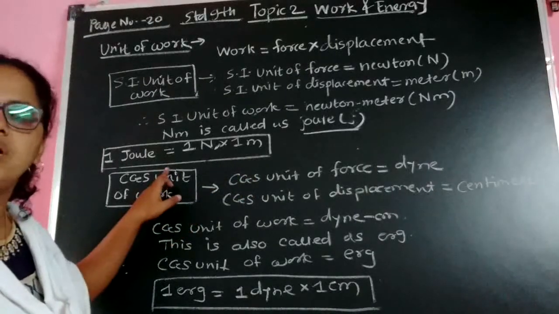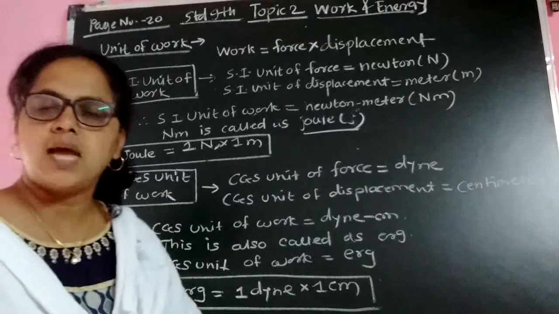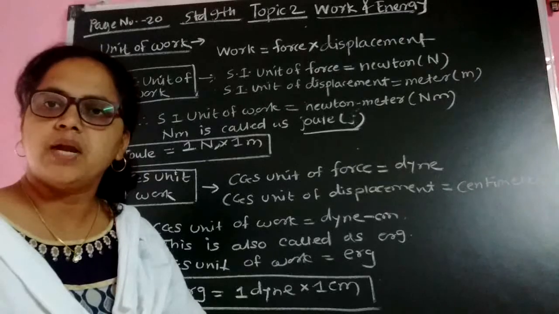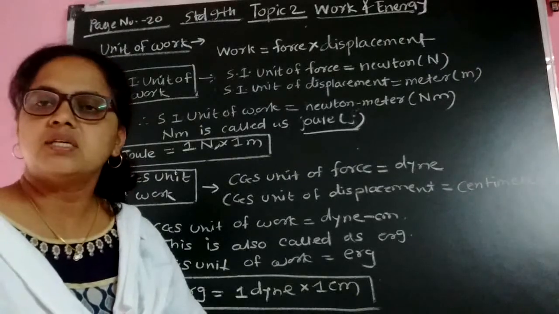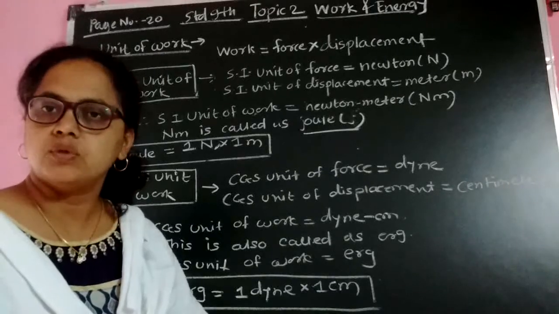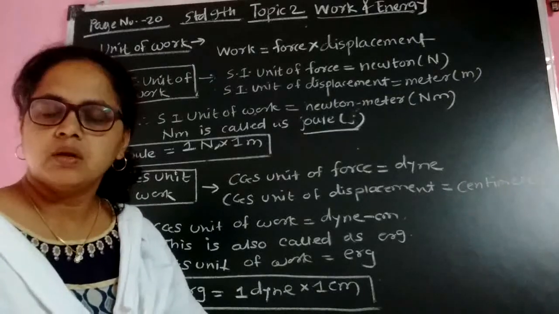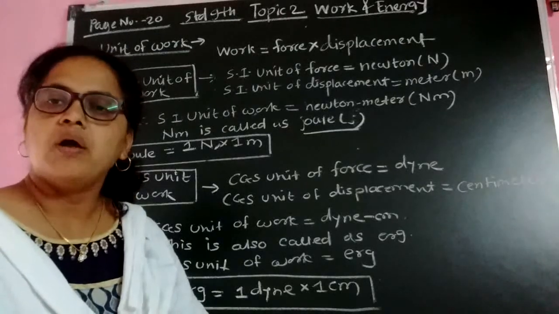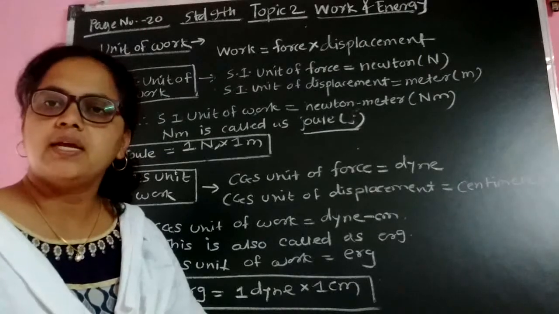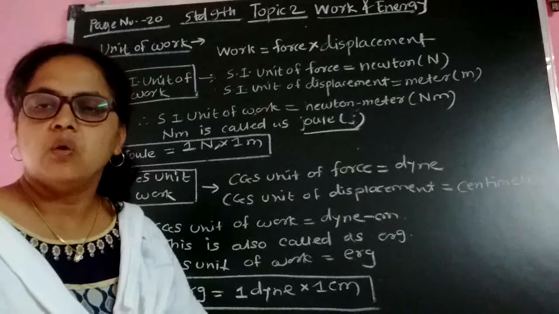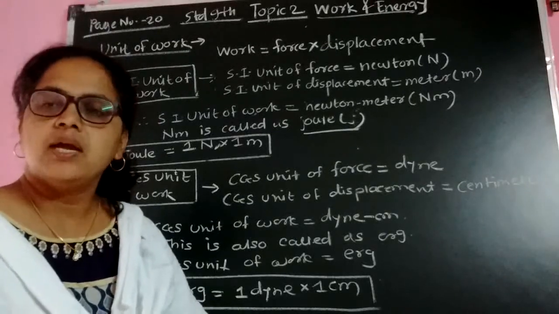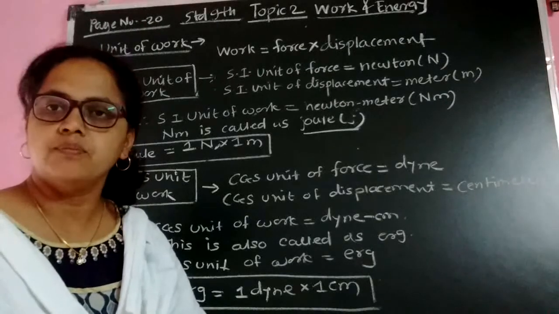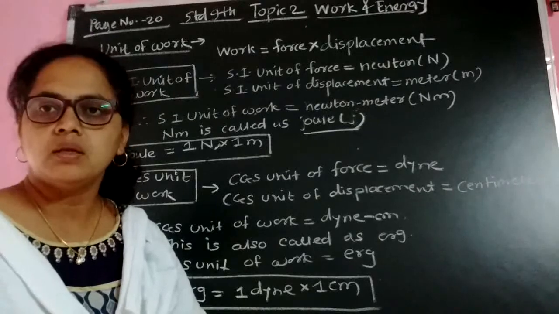What is the definition of 1 joule? When we apply a force of 1 Newton on any object and that object gets displaced through a distance of 1 meter in the direction of force, it is called 1 joule. You have to write this definition in your notebook. 1 joule is equal to 1 Newton into 1 meter.